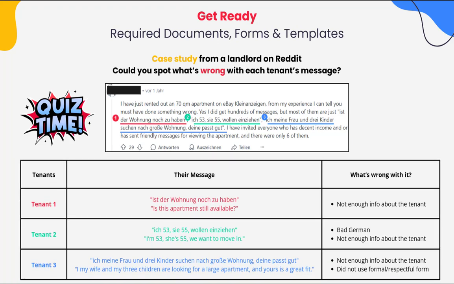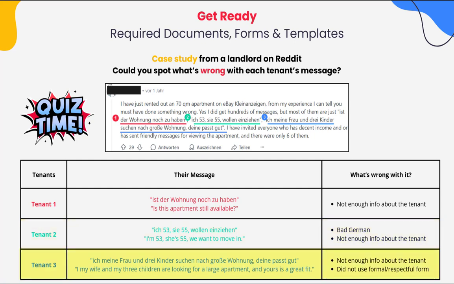They all have one thing in common, they don't provide enough information. Message 1, not enough information at all. The tenant just asks a question, no details about who they are, what they want, or anything useful for the landlord. Message 2, this one is even worse. The German is really poor. They didn't even bother to use a translator or write a proper sentence. On top of that, there is still not enough information about the tenants.